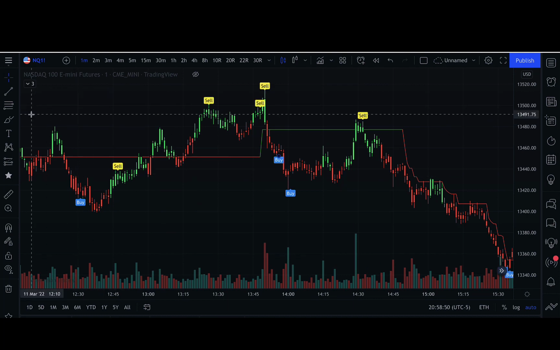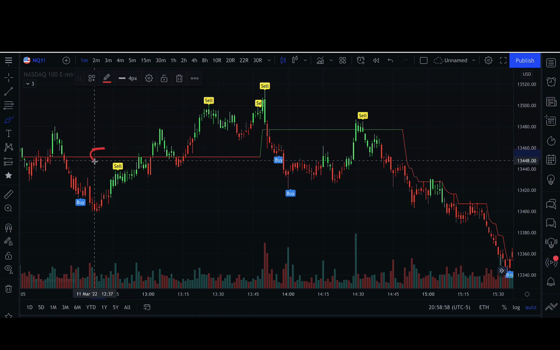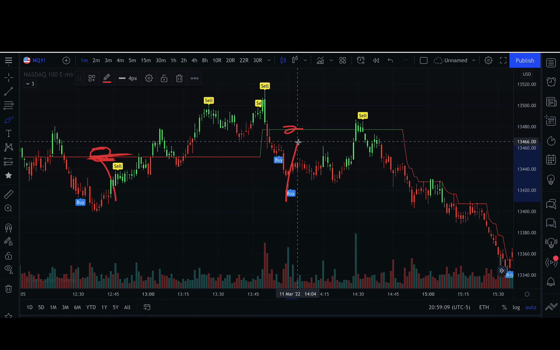All right. So your filter is going to be this line right here. If it's red, we're looking for shorts. If it's green, we're looking to go long. All right. So how are we going to use this?